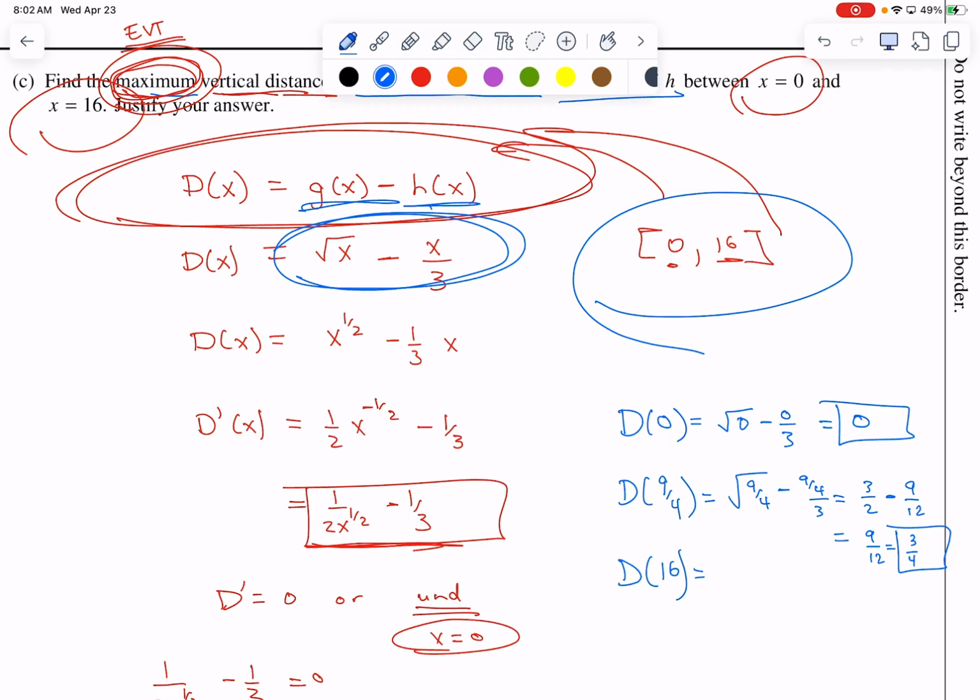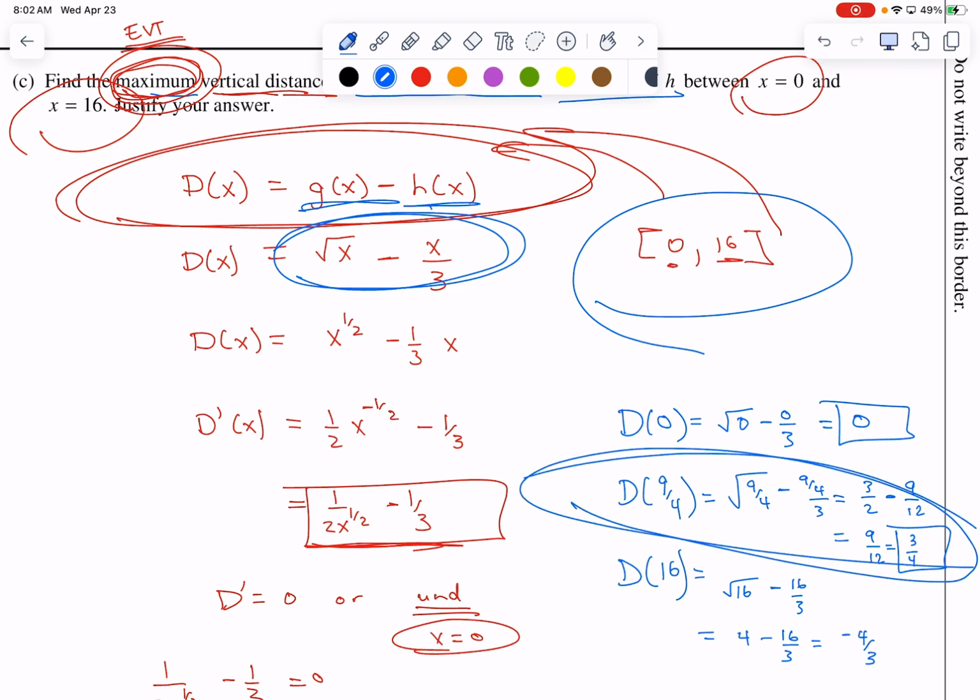And then 16. You get square root of 16 minus 16 over 3. That's going to be 4 minus 16 thirds. And so that's going to be 12 thirds minus 16 thirds, which is negative 4 thirds. So what's the max, clearly? 9/4 is the max. That's where the max distance occurs.